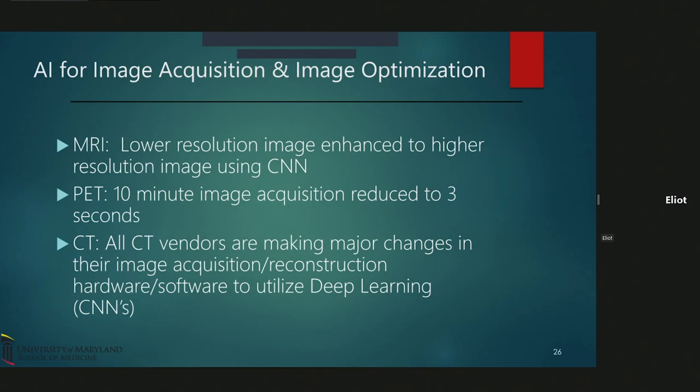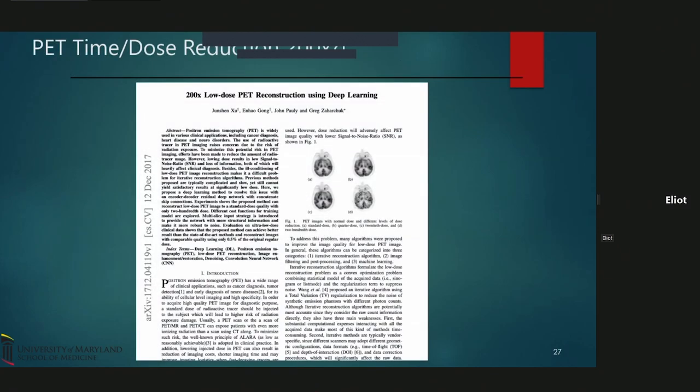It's also been very successful with PET, with the potential in PET to be able to significantly decrease image acquisition time or decrease noise. And in CT, all of the major CT vendors are actively implementing AI in their image acquisition and reconstruction software. Here's just an example of an article that was published that inspired the creation of a company that is applying AI with deep learning to be able to significantly enhance PET images to the point where one is able to image in a significantly shorter period of time and maintain relatively high quality images.